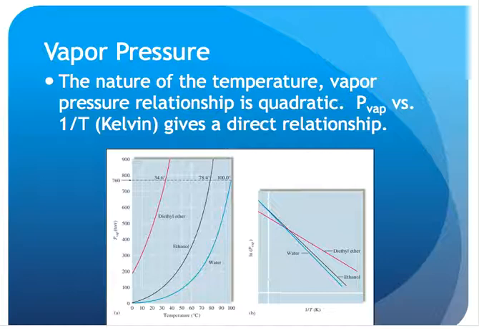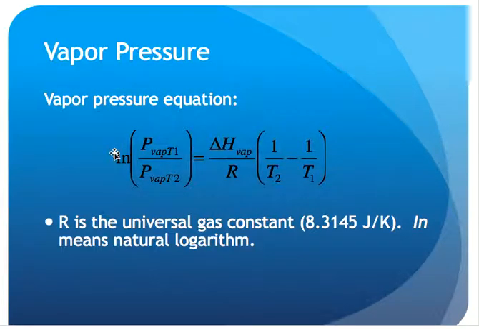Now, there is a way to calculate this. We have a vapor pressure equation. This is the natural log of vapor pressure at temperature 1 and vapor pressure at temperature 2. We're just making a relationship here between the pressure at this temperature and the pressure at this temperature.